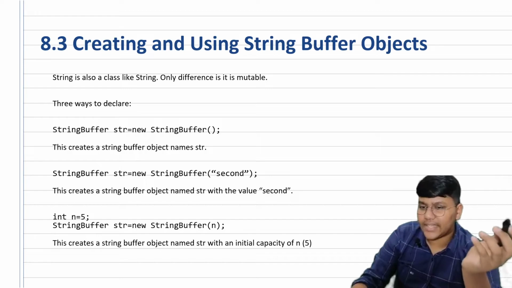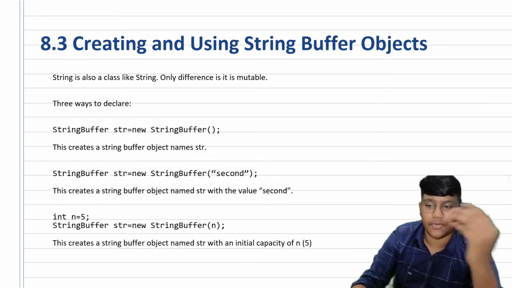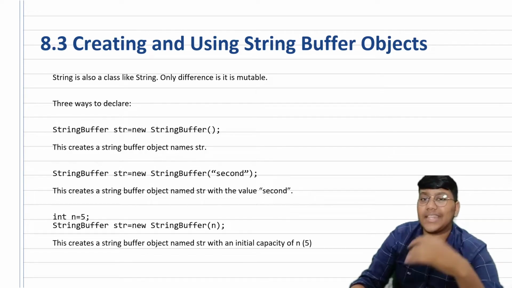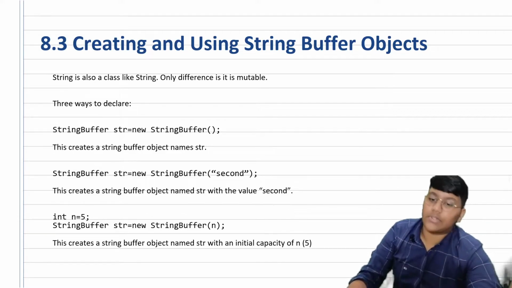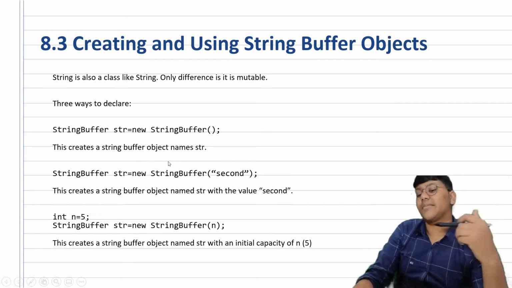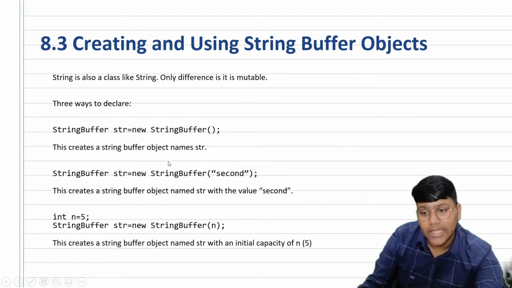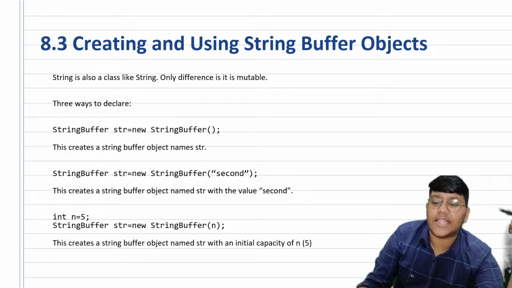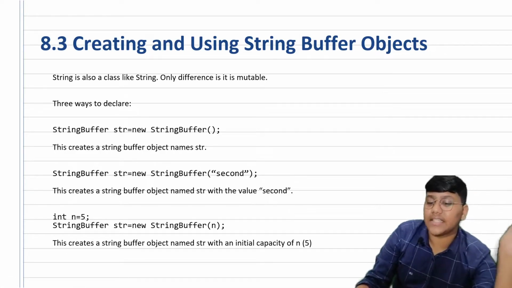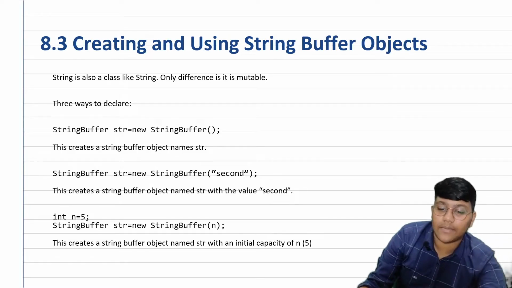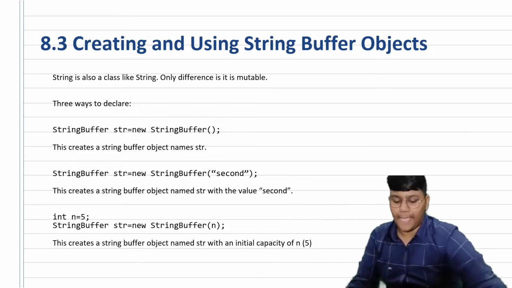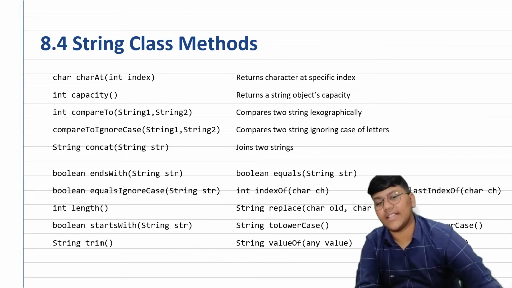There are 3 ways to declare a string buffer: StringBuffer str = new StringBuffer(); this creates a string buffer object named str. StringBuffer str = new StringBuffer("second"); this creates a string buffer object str with the value second. And StringBuffer str = new StringBuffer(n); this creates a string buffer object named str with an initial capacity of n. These are the 3 ways to declare a string buffer object.